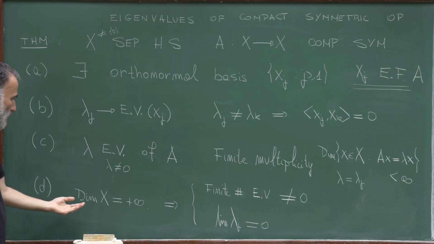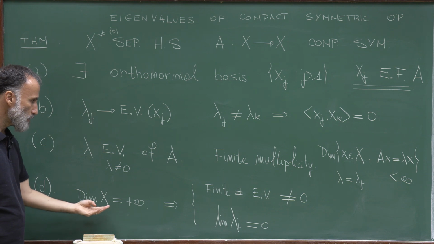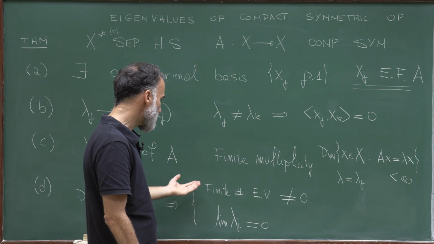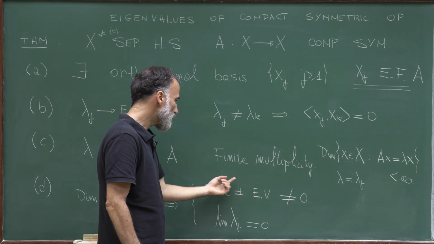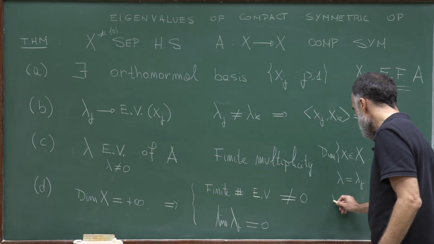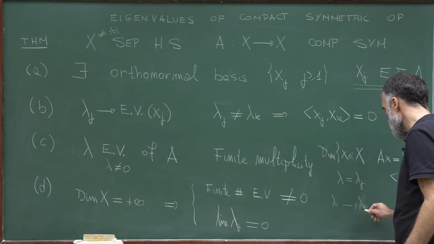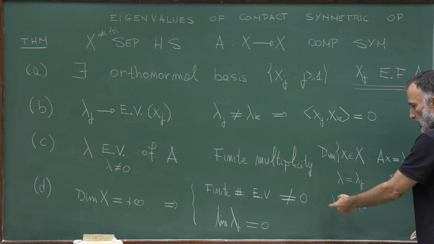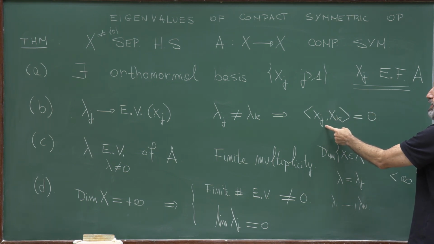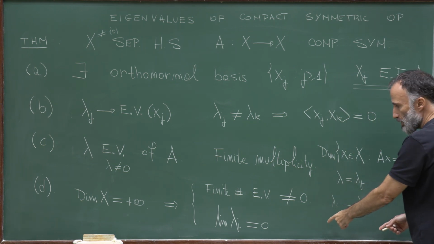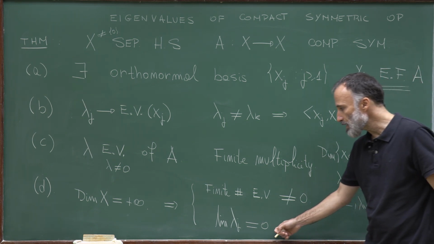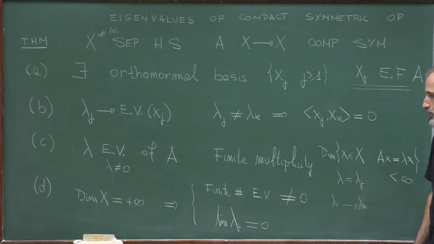And finally, if you assume that the dimension of our space is infinite, there are two possible cases. Either you have only a finite number of eigenvalues which are different from 0, so that you have eigenvalues lambda 1 up to lambda n for a fixed n. Or you have a countable number, of course you can't have more than countable because we already proved that there is at most a countable number. In this case the limit is equal to 0.